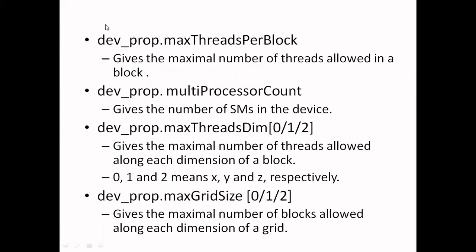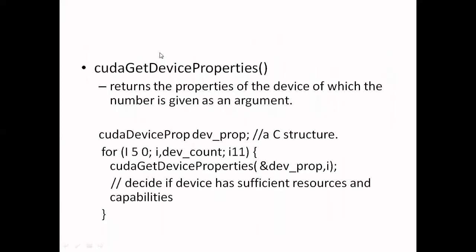Some of the properties you can see, for example, max threads per block. I am writing here dev_prop. dev_prop is the same variable that I passed here. You can see it is of type cudaDeviceProp.